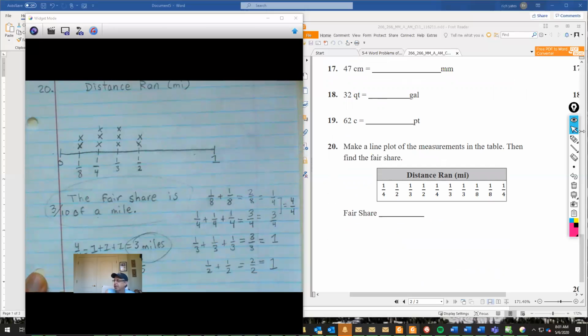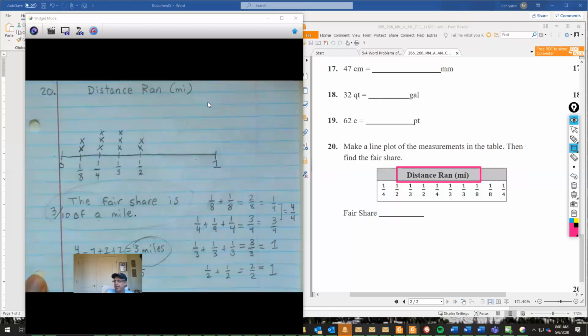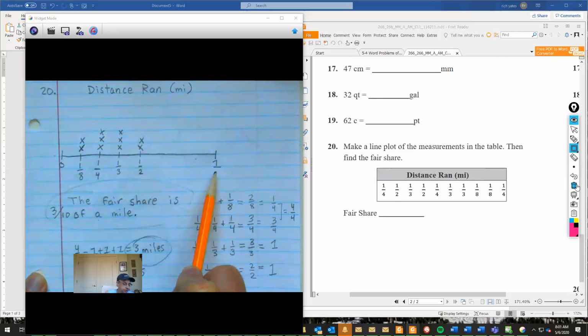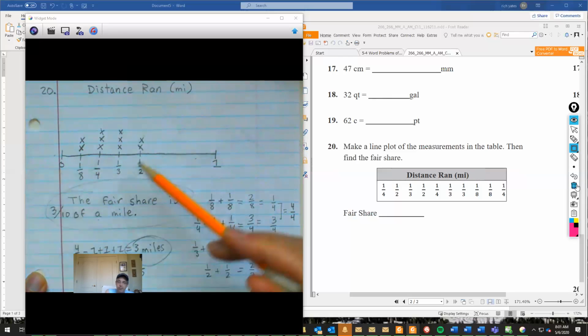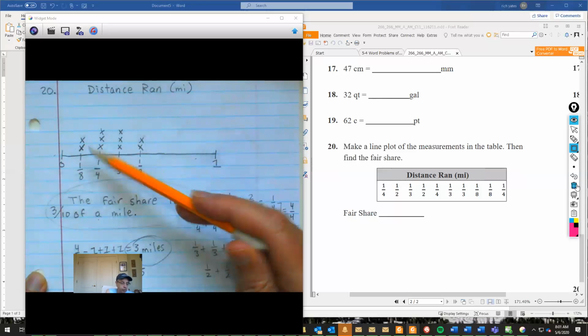You want to make sure that, see here where it says distance ran, you have your distance ran as your title. Same as right up here. You also want to draw a line that shows your fractions on them, and you want to mark down each one of the fractions that you see. There was 1/8, 1/4, 1/3, 1/2, and 1 is going to be the end, and 0 is the beginning. We want to just have all the fractions in between there. I'm trying to put them in roughly the right place. This is 1/2, this is about 1/3, about here for 1/4, and about here for 1/8.